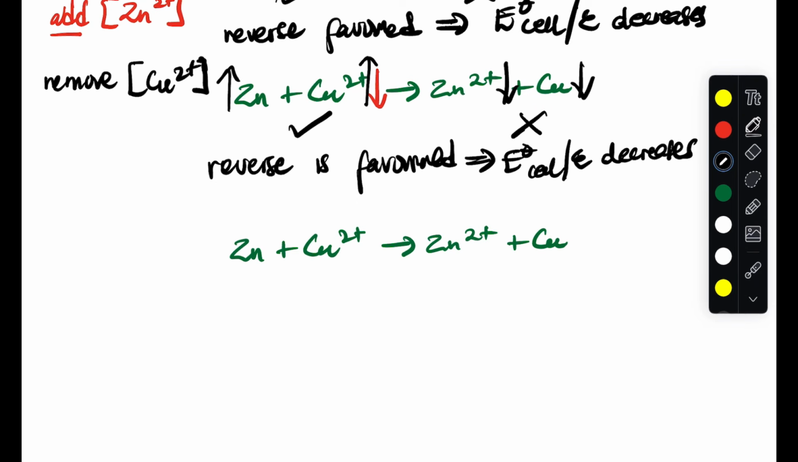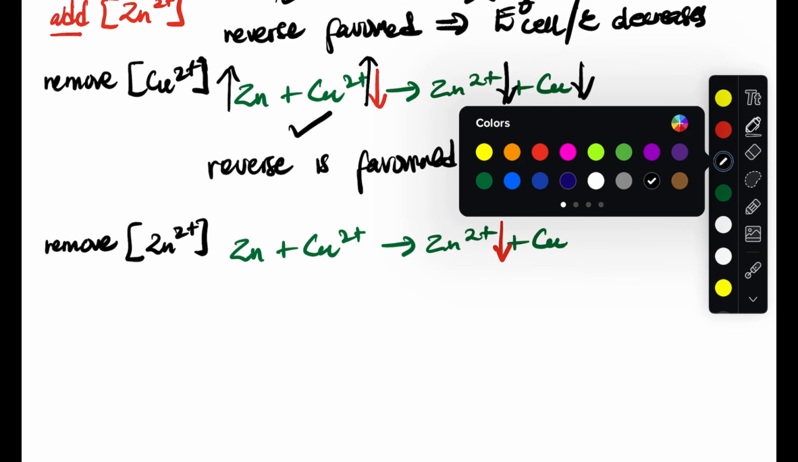Let's say we remove the concentration of Zn2+, which is the zinc ions in the electrolyte. We are decreasing the concentration. The square bracket is the concentration, guys. So what are we doing? We're disturbing the system by decreasing the zinc ion.